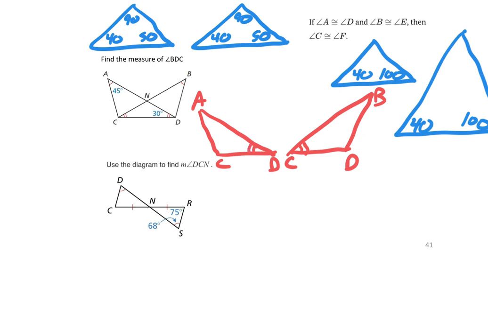Those 2 are marked congruent. And we know this one is 30. ADC is 30. So what does BCD have to be? 30, okay. Angle A is 45. And since this one has the same marking, this one also must be 45.